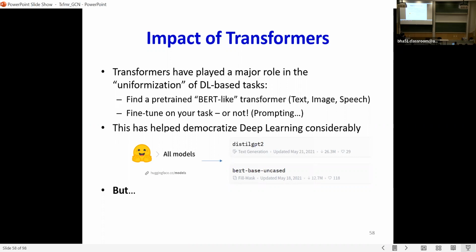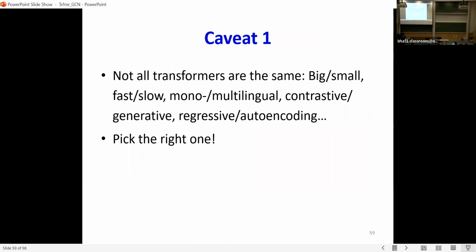Don't, however, think that deep learning is solved and you don't have anything to do, because it's not that simple. First of all, I'm just going to give you two caveats among many. There's an incredible literature on whether transformers are good or not good, what they do well, and whether they are really better than anything else. Just read them if you're interested. I'm just going to give you two small elements.